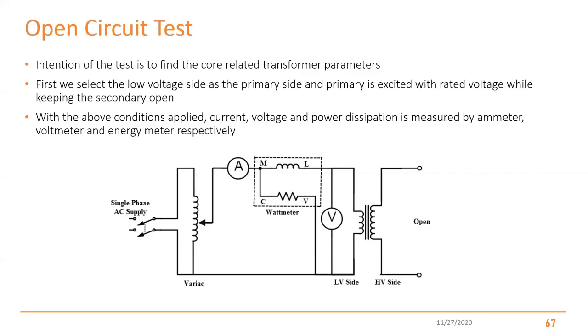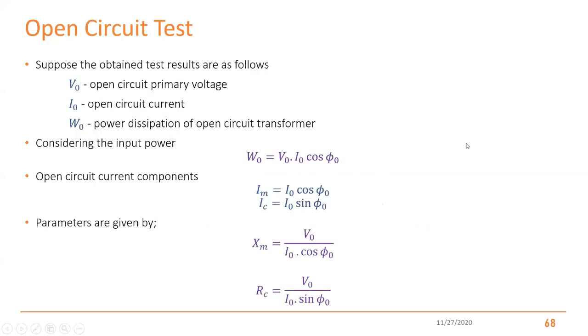In the open circuit test, what we are going to do is keep the secondary winding, or HV side, open while we apply the full rated voltage to the primary. Then we measure the voltages and currents, and using those readings we can find out the parameters.